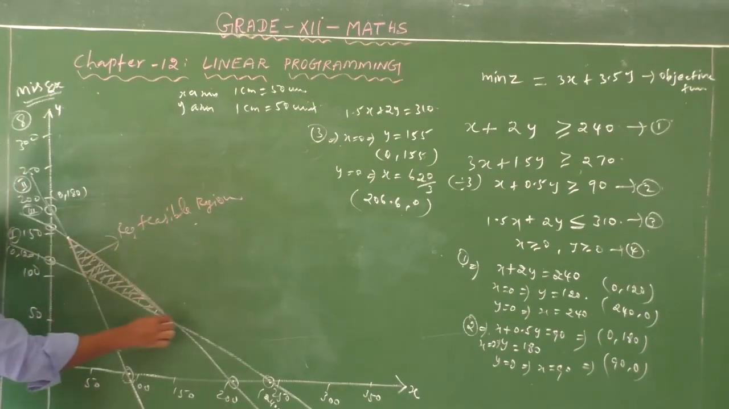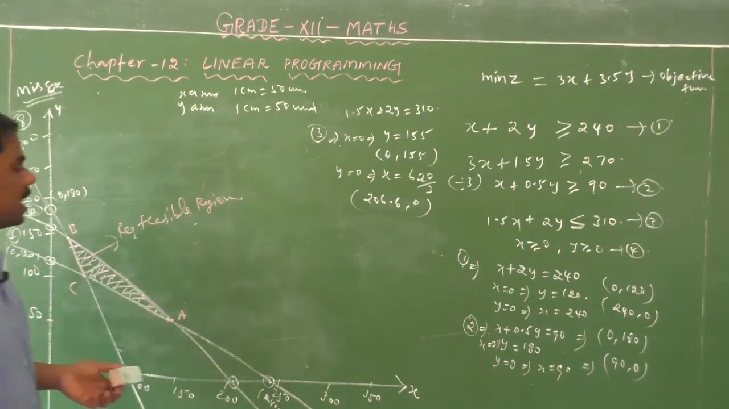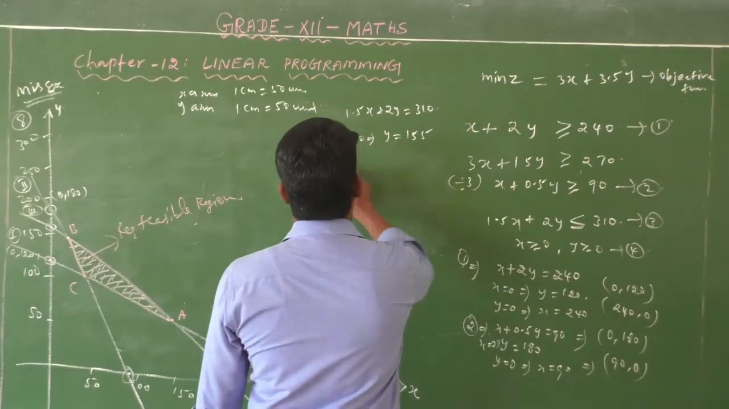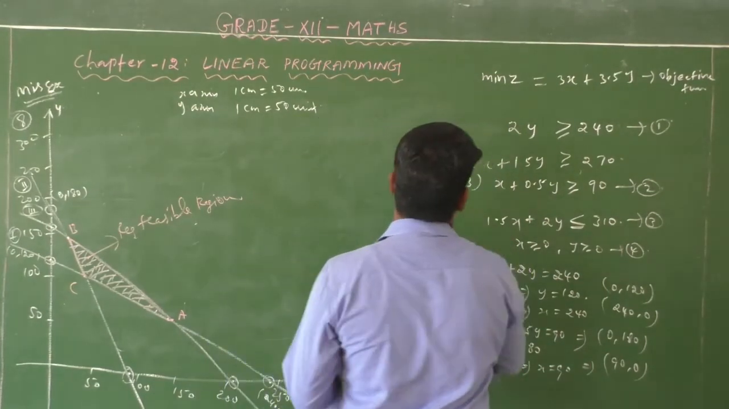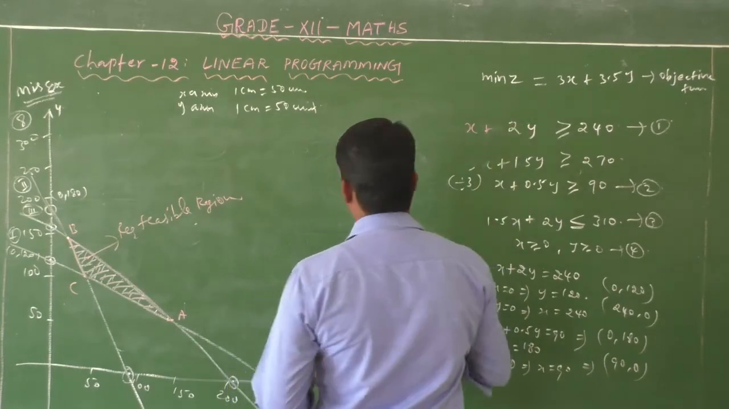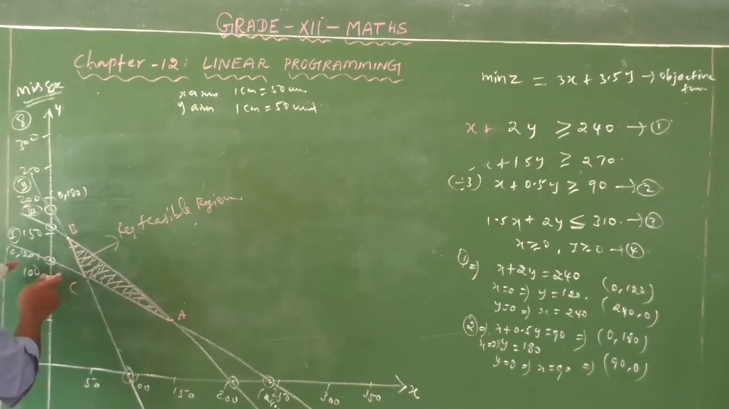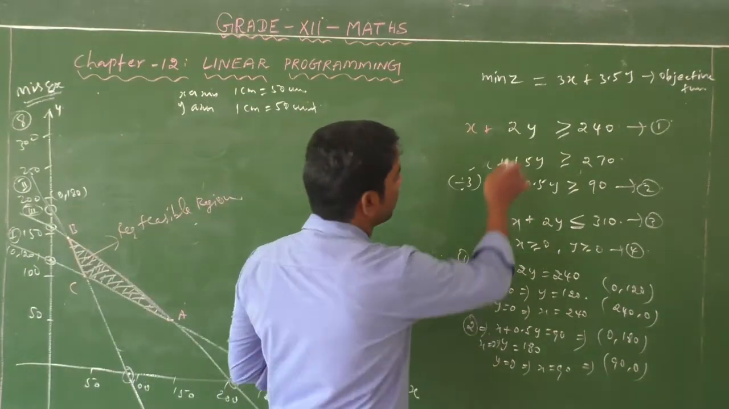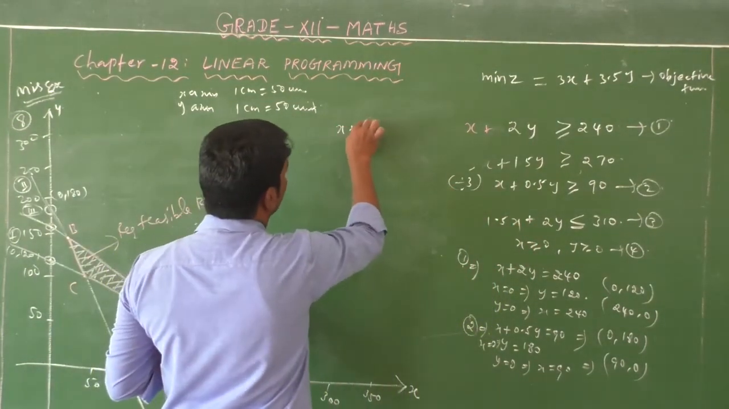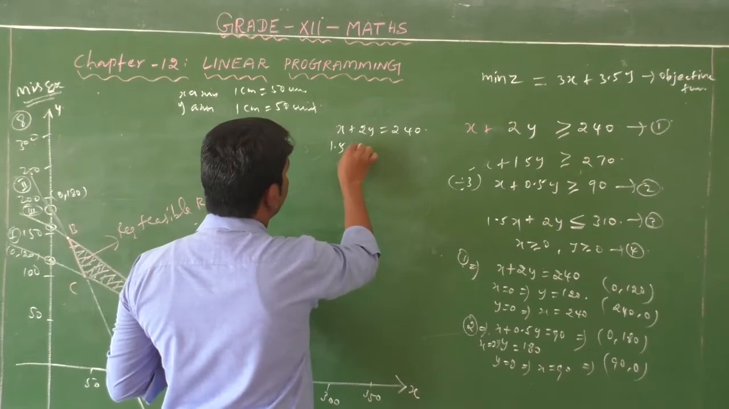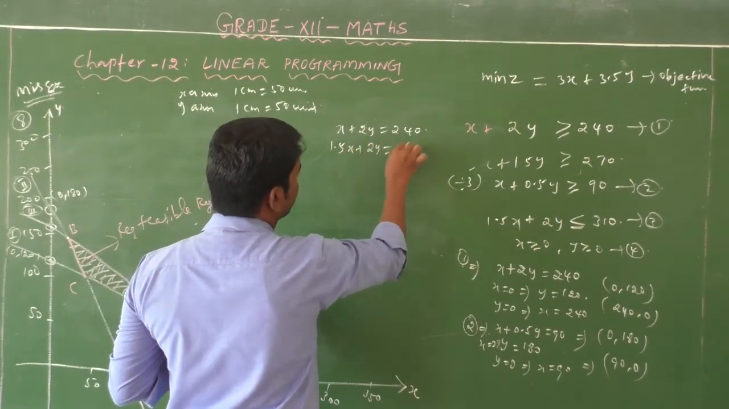Find the corner points. This point is considered as A, this is B, this is C. So find A, B and C. Listen. The point A is the intersection of the first line and the third line, so solve first and third. First equation: x plus 2y equals 240. Third equation: 1.5x plus 2y equals 310.